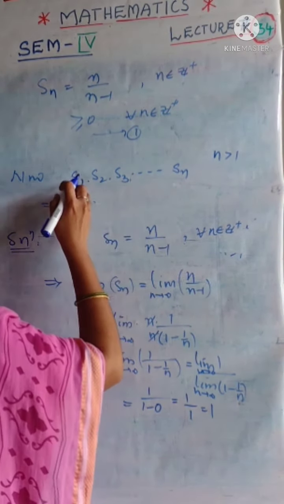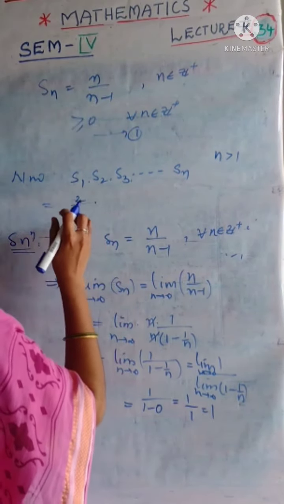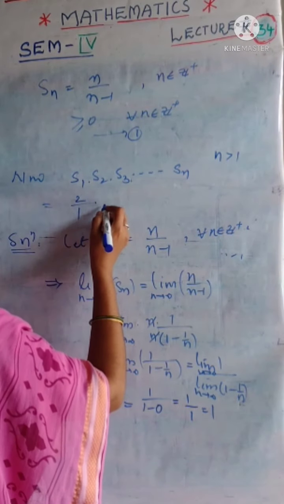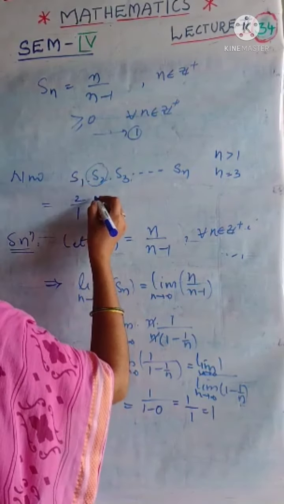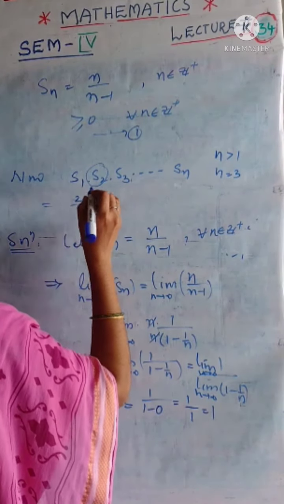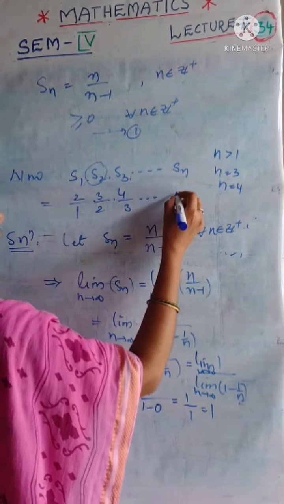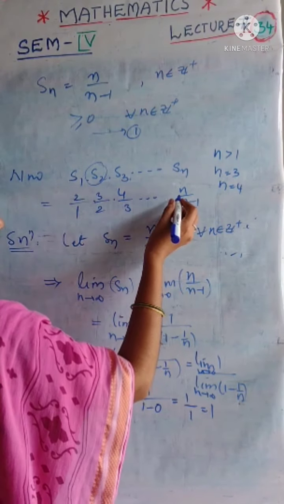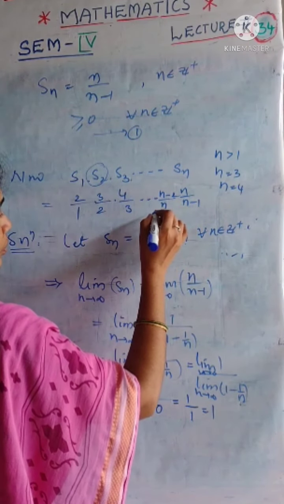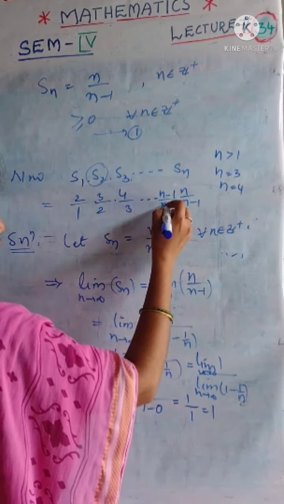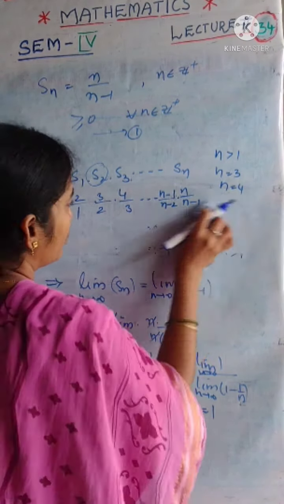So n equal to 2, then the first term we obtain is 2 by 2 minus 1, that is 1, into the next term, by giving n equal to 3 we get the second term 3 by 2, and n equal to 4 we get the third term, that is 4 by 3, and so on. The nth term is n by n minus 1. The term before is n minus 1 by n minus 2. This is the product value.